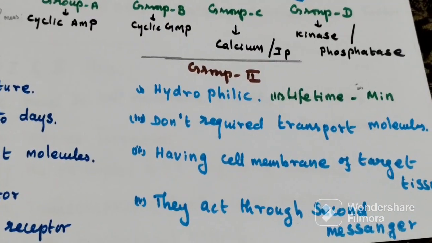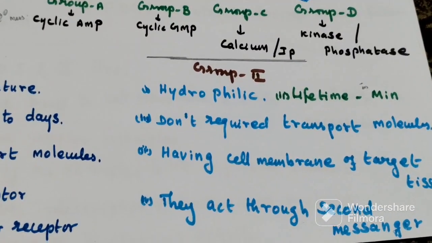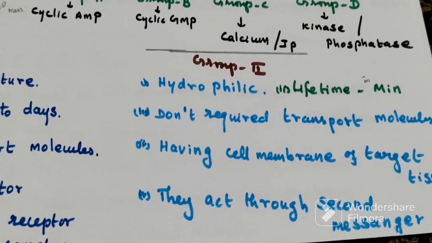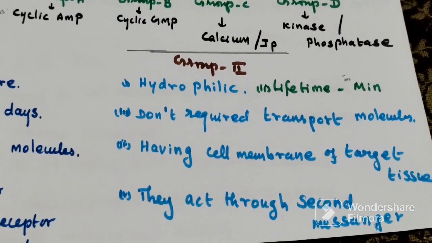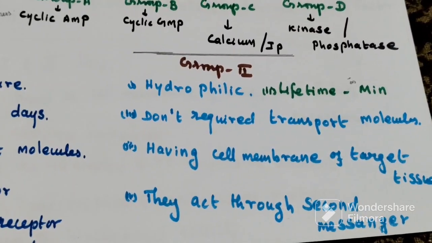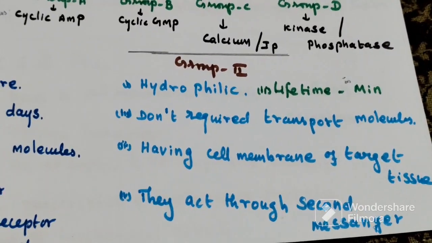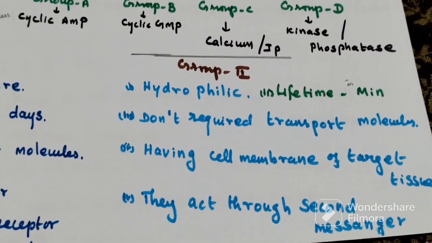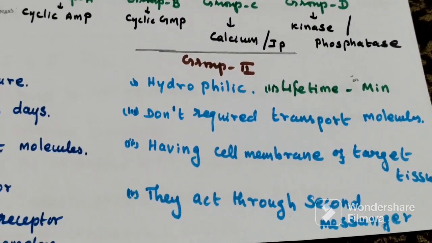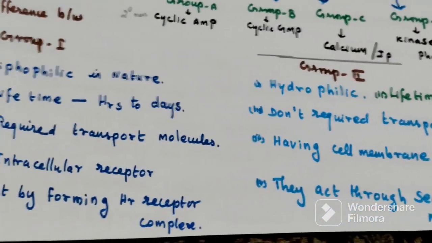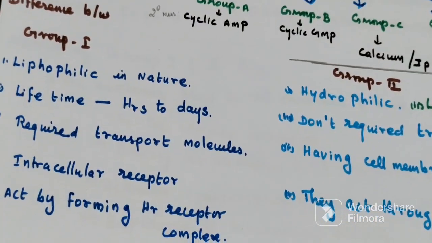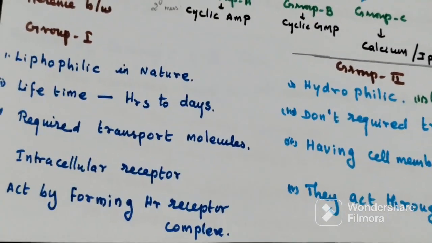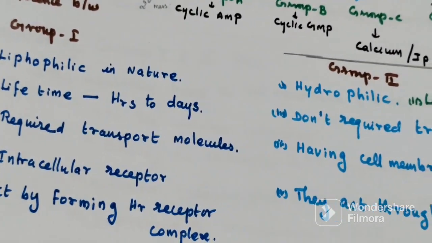They are hydrophilic in nature, with a short lifetime, minutes only. They don't require transport molecules. Their receptor is on the cell membrane of the target tissue. They act through a second messenger. These are the basic differences. Group 1 is lipophilic, lipid soluble. This one is hydrophilic in nature. Then lifetime: few hours to days.